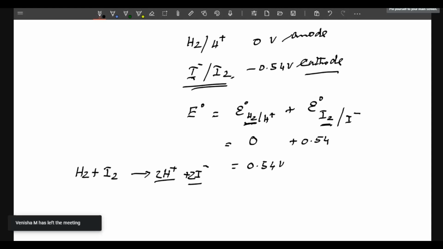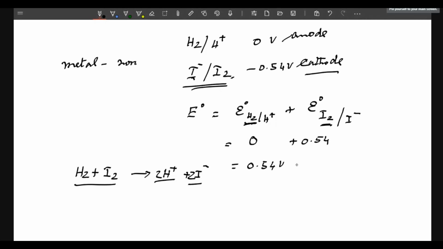Here, if you look at the reactant side, both of them are neutral species. Therefore, in the combination of hydrogen and non-metal, both of the reactants should be hydrogen and non-metal. And there is one more thing, that is the metal and non-metal combination. I have told you metal and non-metal combination.